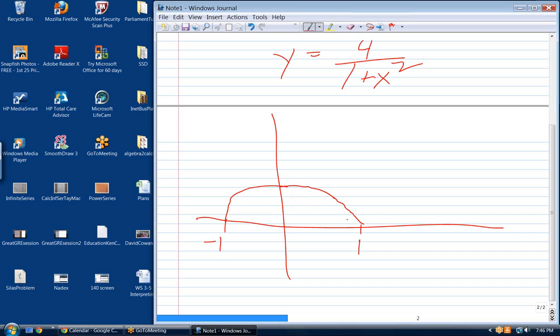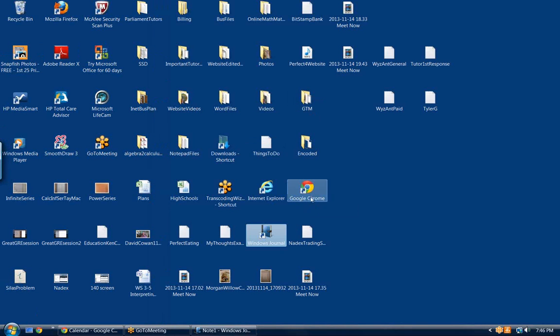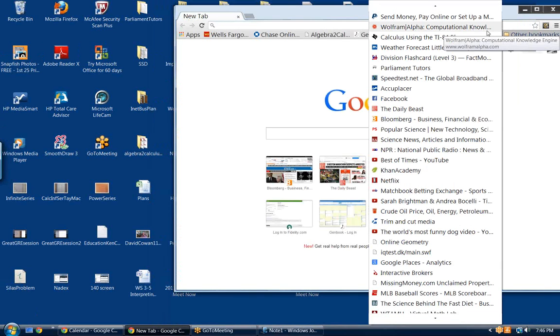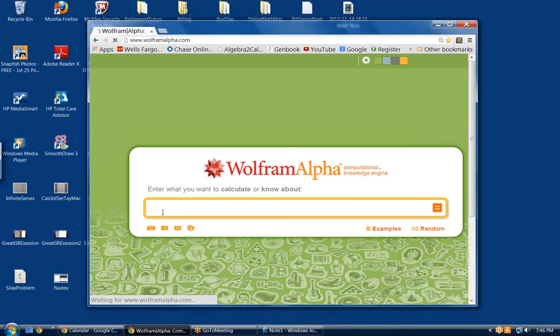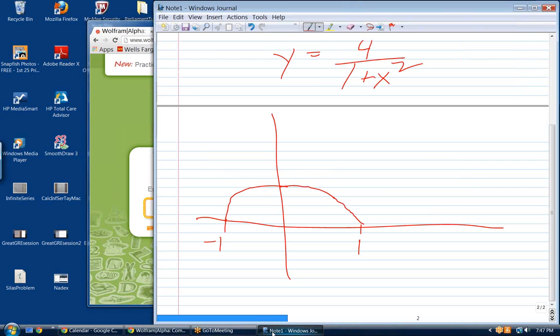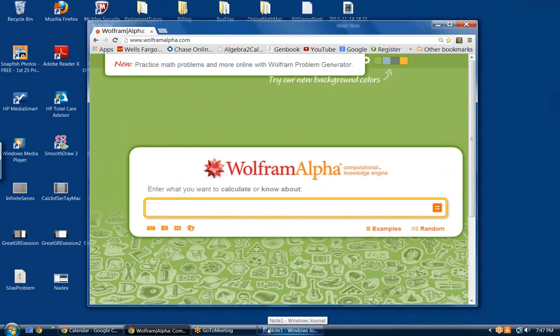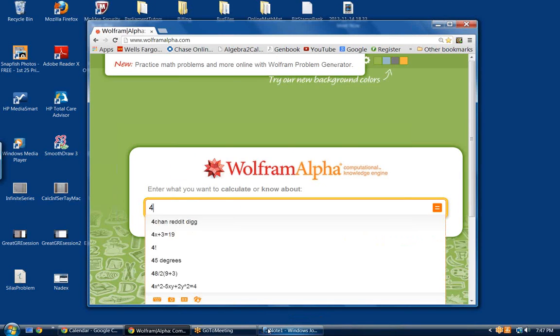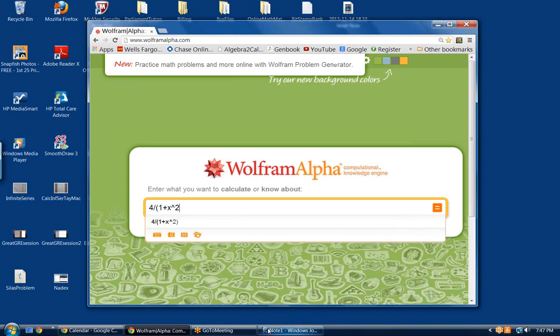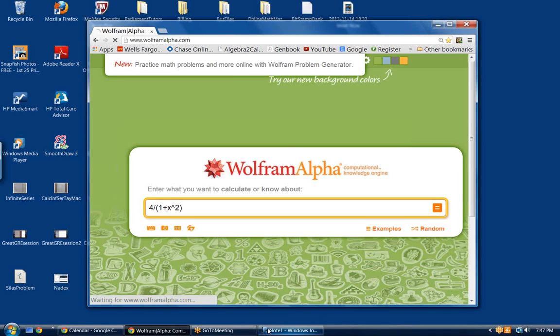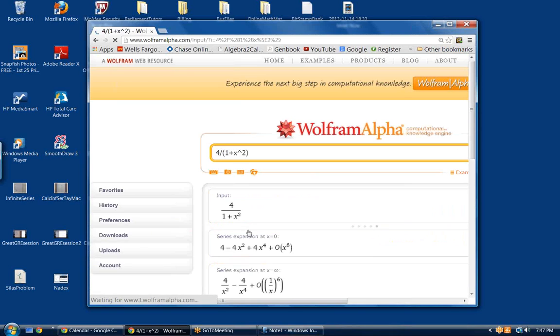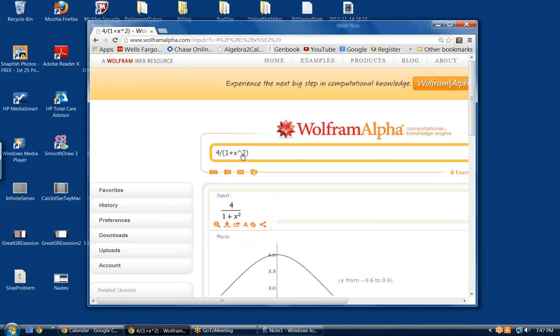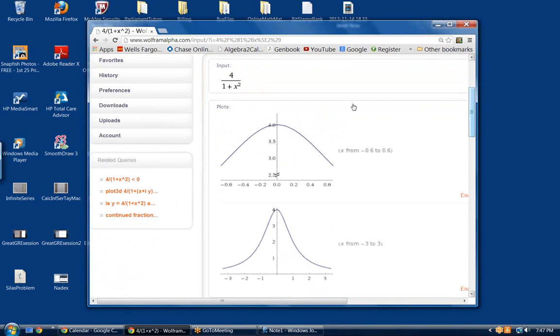Here, let me graph this on Wolfram Alpha so I know what we're looking at. Are you familiar with Wolfram Alpha? I'm not. You should get familiar with it. It is slick. This was 4 over 1 plus x squared. So we got 4 divided by 1 plus x squared. The reason it's cool is that with a calculator, you can never know whether you put it in correctly, but Wolfram Alpha shows you exactly what the function looks like, so we got it right. And then it shows a picture of it.